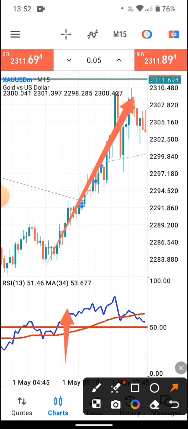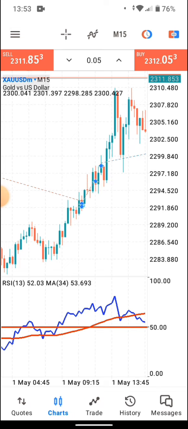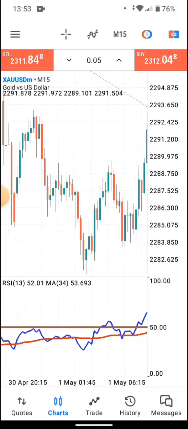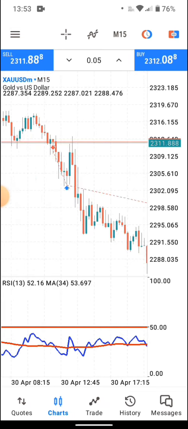So whenever the RSI is above the 34 moving average, if you follow all the settings for my relative strength index and my moving average, you are going to have the same result, and you just see the market moved up. Let me show you one more example.